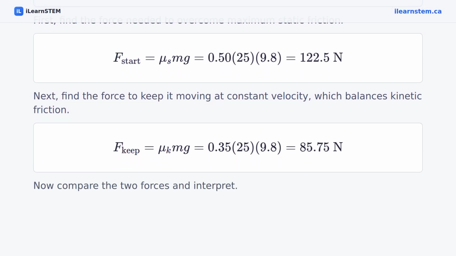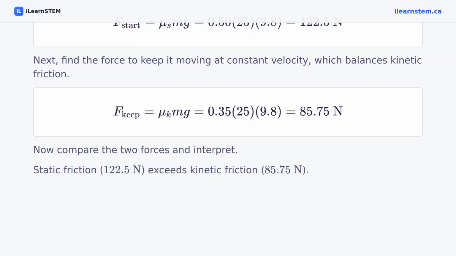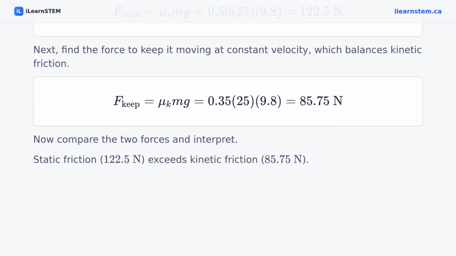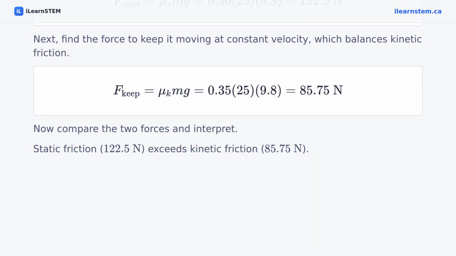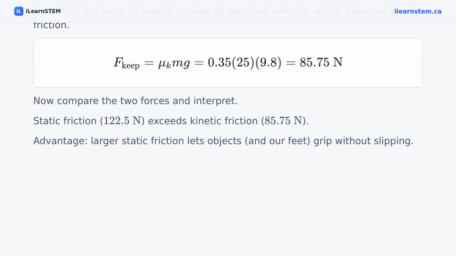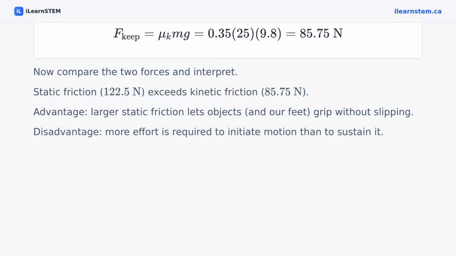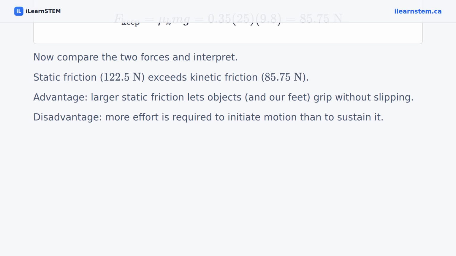Now compare the two forces and interpret. Static friction of 122.5 newtons exceeds kinetic friction of 85.75 newtons. Advantage: larger static friction lets objects and our feet grip without slipping. Disadvantage: more effort is required to initiate motion than to sustain it.